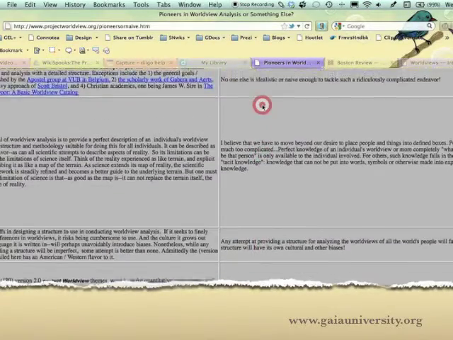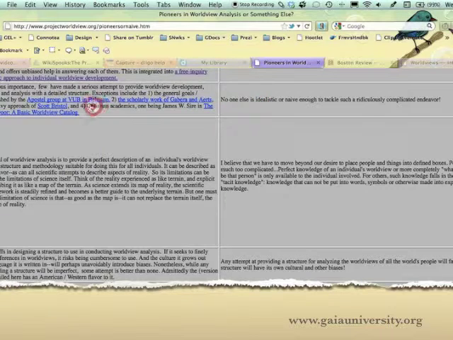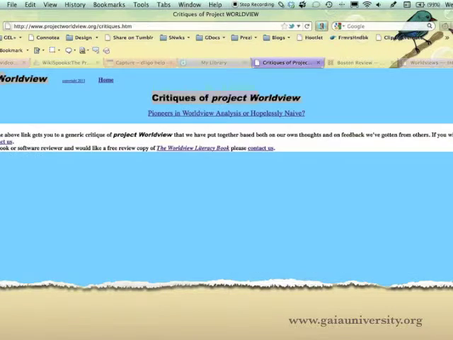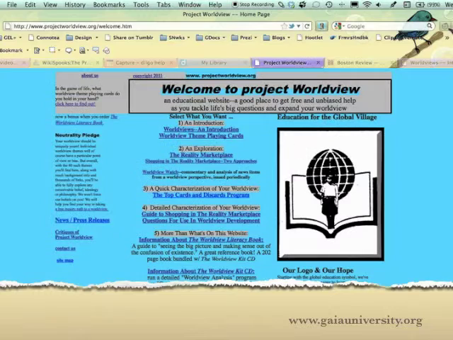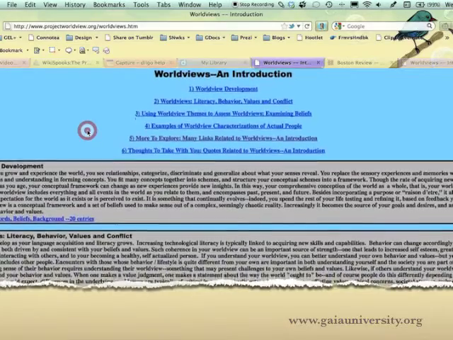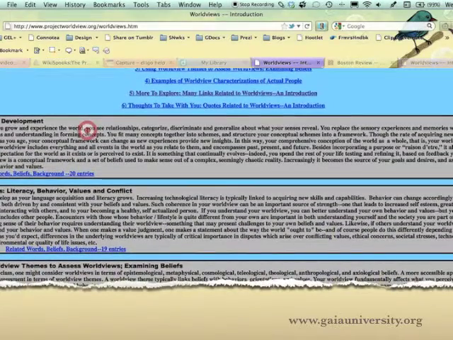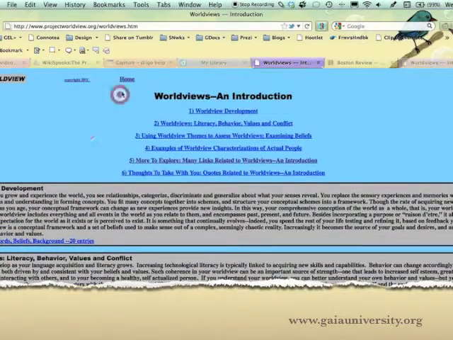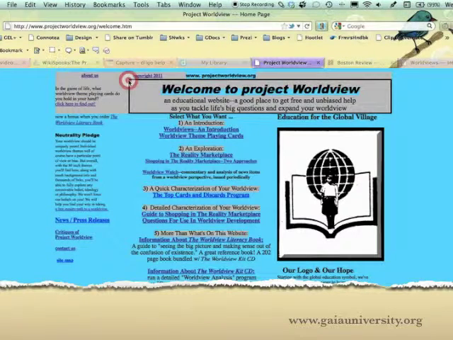Okay, so I'm going to go back in my browser window a couple of steps, and here I found this very useful, this little bit about an introduction to worldviews. This is that page that we've been to see before, and it's all based on a grid which enables us to have a look at our own worldviews.